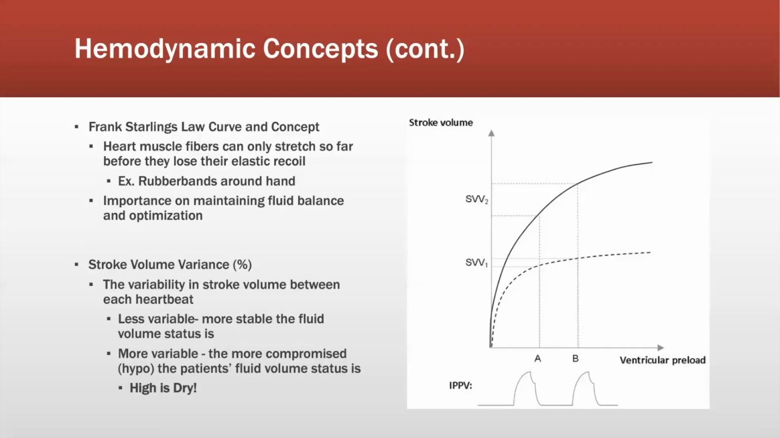The normal range for stroke volume variance for a patient who is vented is 10 to 13. So if the number is higher than 13, your stroke volume variance is too high, so they need more fluid because they are not adequately fluid compensated. Now, if your stroke volume variance is under 10 to 13%, you probably have adequate fluid volume. Another good way to remember this is if you have high variability within your stroke volume, your patient is dry.